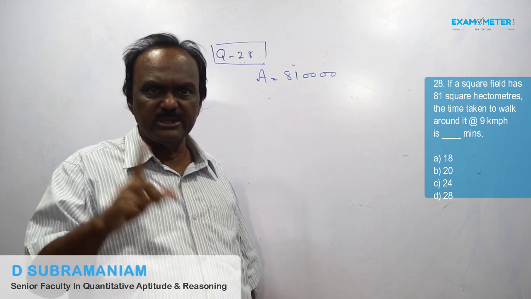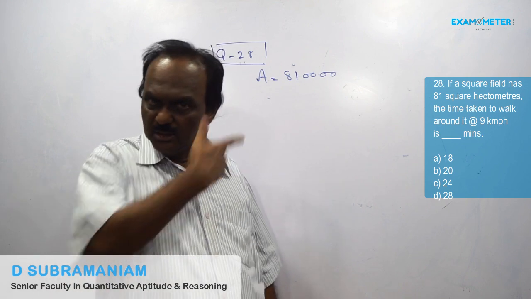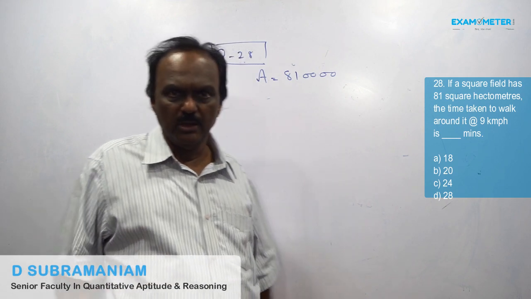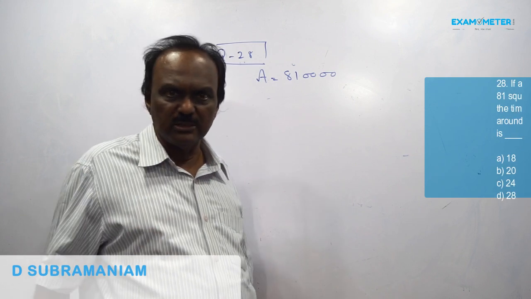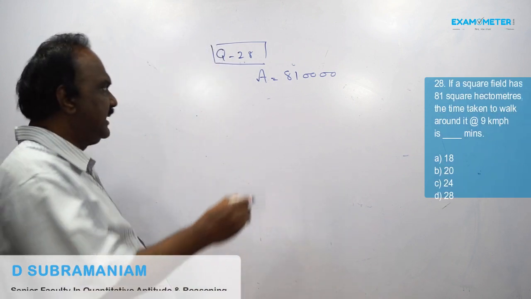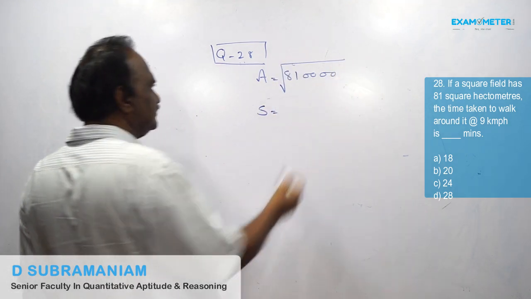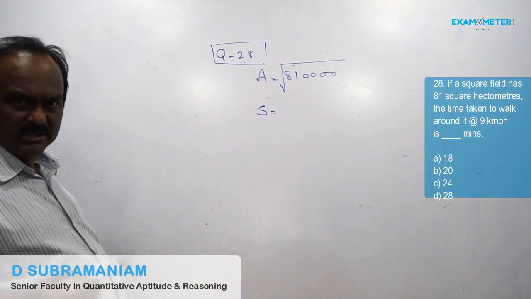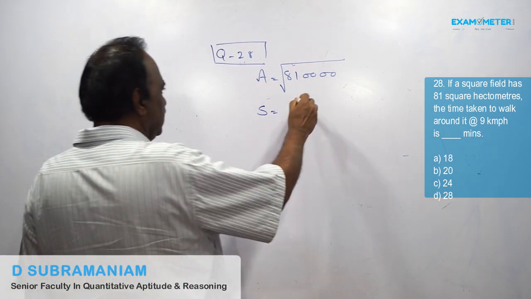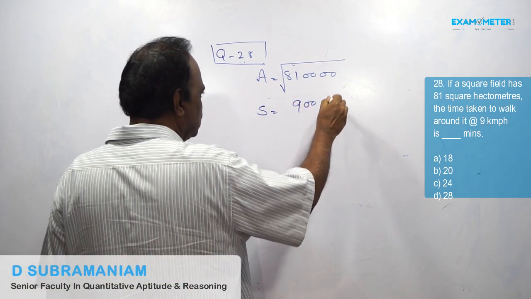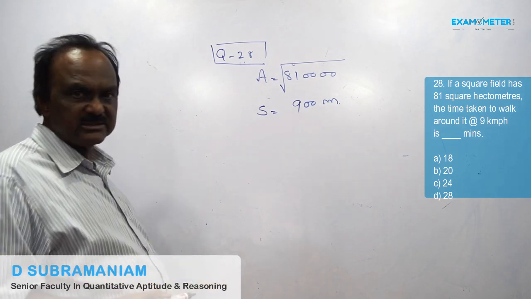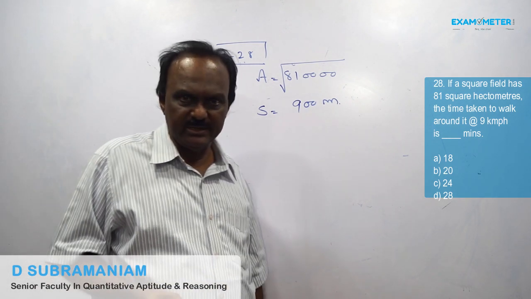So 1 hectare is equal to 10,000 square meter. So multiply by 10,000. Therefore side is equal to root of area. Root of 81 is 9, that you know. For 4 zeros you take 2 zeros. So side is 900 meters.